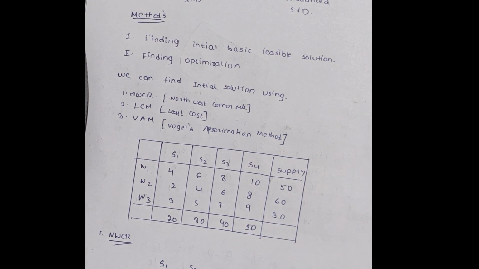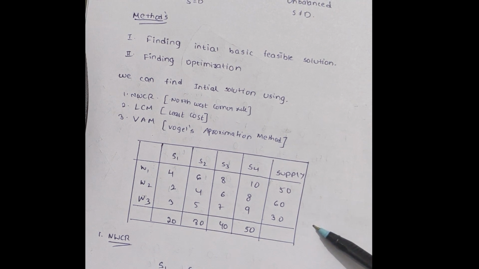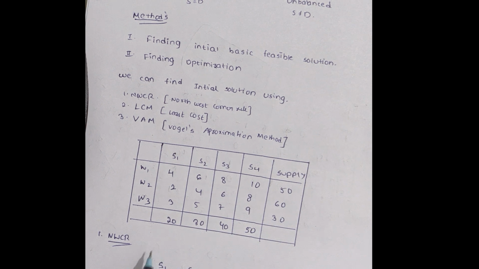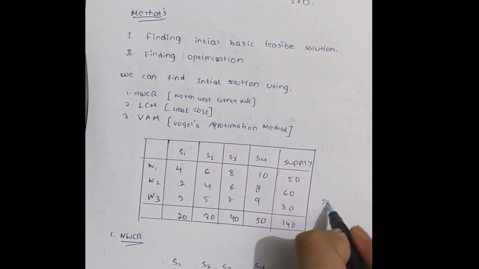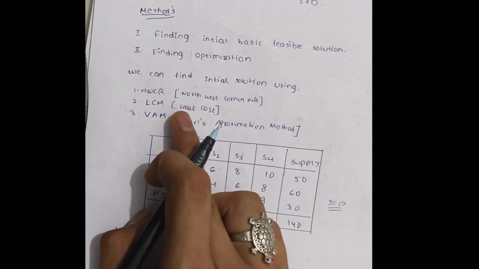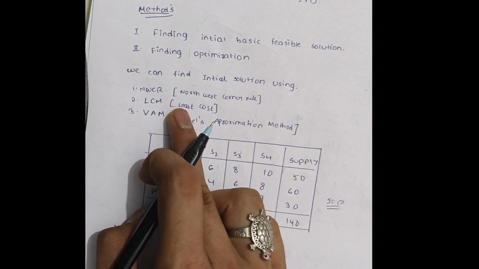There will be another process for unbalanced, but let us focus on the balanced one first. 50 plus 60 plus 30 is 140, and 20 plus 30 plus 40 plus 50: 20 plus 30 is 50, 50 plus 40 is 90, 90 plus 20 is 110, 110 plus 30 is 140. So supply is equal to demand, so it is balanced. For balanced we are doing NWCR, the northwest corner rule.